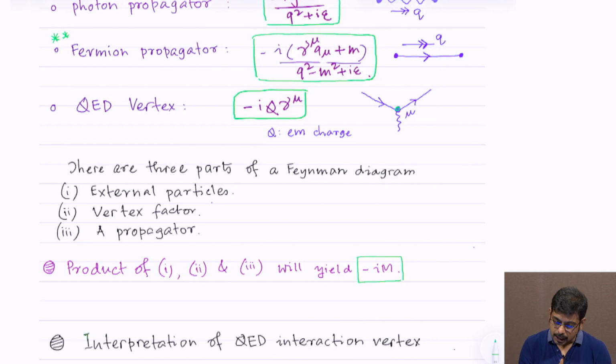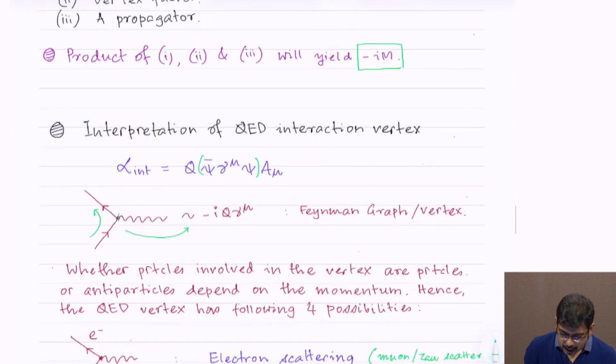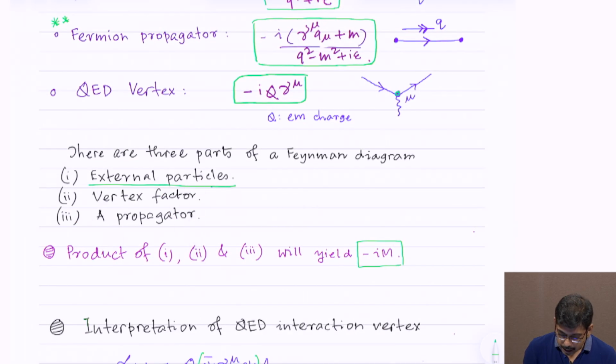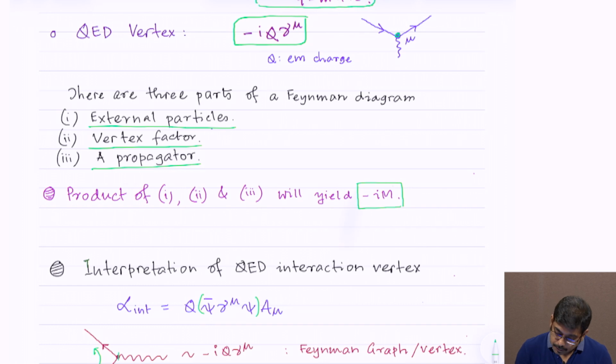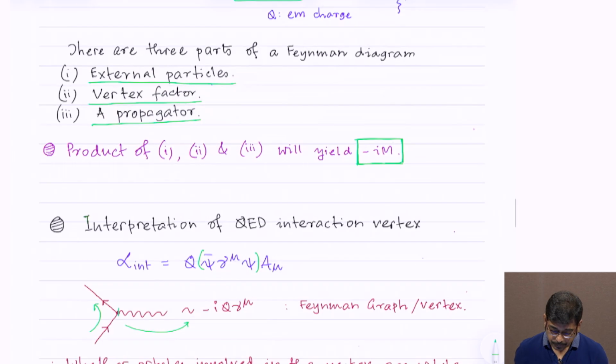So, these are the three parts which constitute a Feynman diagram, which describes a process or gives you an amplitude for a particular process. One, the external particles; number two, the vertex factor; number three, the propagator. The product of these three will give you minus i M. Remember, this is what we talked about, the matrix element squared that we calculate, which goes into the expressions of the cross sections and decay widths. So, the product of 1, 2 and 3 is going to give you minus i M.